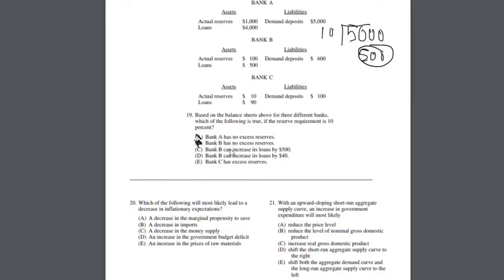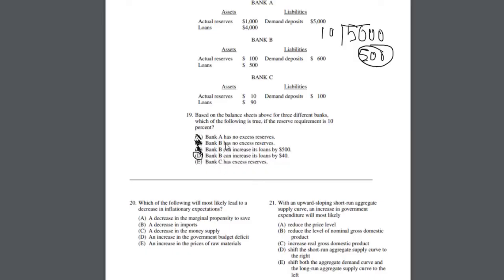Answer C says Bank B can increase its loans by $500. So we said 60 was the reserve requirement. Increase its loans by $500? No, because we said we have excess reserves of 40, since all you need is 60. Let's say you increase those loans by $40. You can't increase their loans by 500, so that's incorrect. And we just said you can increase its loans by 40, so we know D is correct.